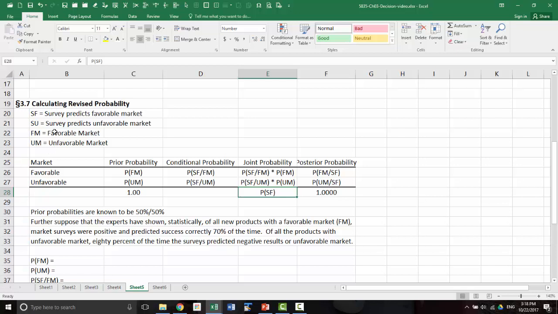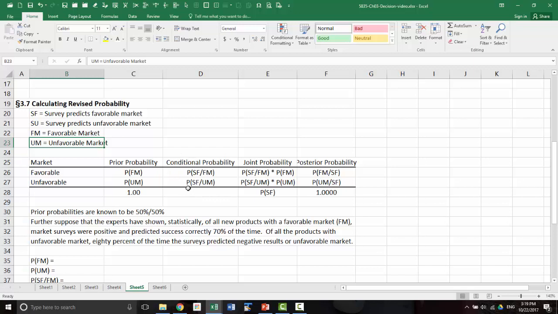So we're going to define some notations here. Let's call SF survey predicts favorable, SU survey predicts unfavorable market. And FM and UM are actual market, favorable market, unfavorable market. We start out with our prior probabilities for the favorable and unfavorable markets, and in our example we assumed 50-50, 0.5 and 0.5, but it could be something else, but 50-50 is what we assumed. Now from when we decide to hire a consulting company to do a survey, then we look at the past records and we have to come up with these conditional probabilities.